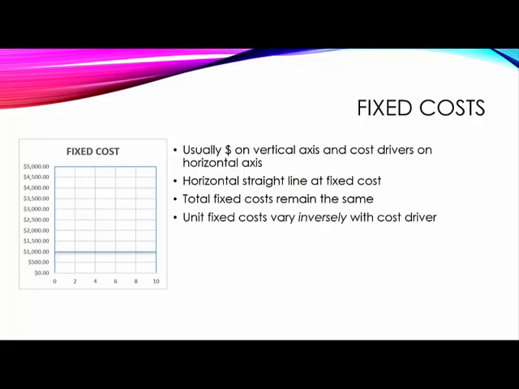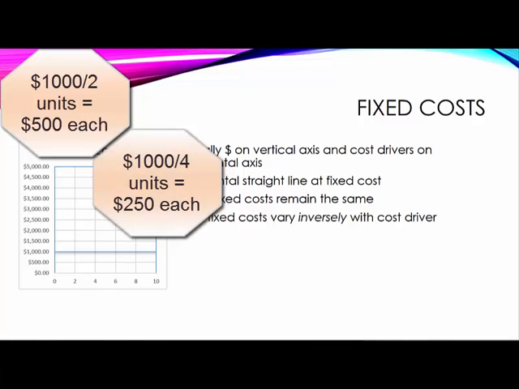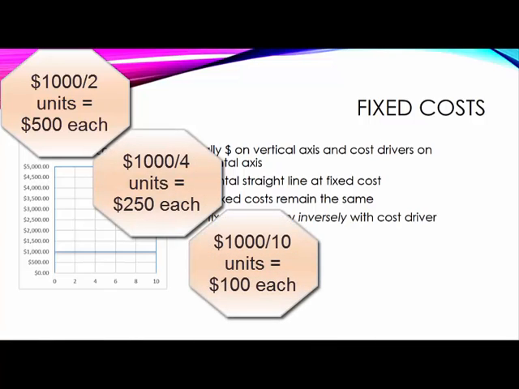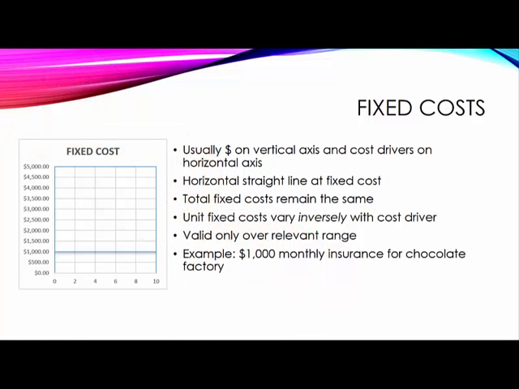The unit fixed costs vary inversely with the cost driver. I make 2 candy bars, $500 a candy bar. 4 candy bars, $250 a candy bar. 10 candy bars, $100 per candy bar. It's still valid only over the relevant range. My example here is $1,000 of insurance a month for my chocolate factory. My equation is y equals 0x plus 1,000.